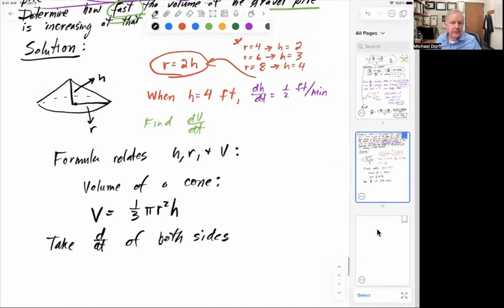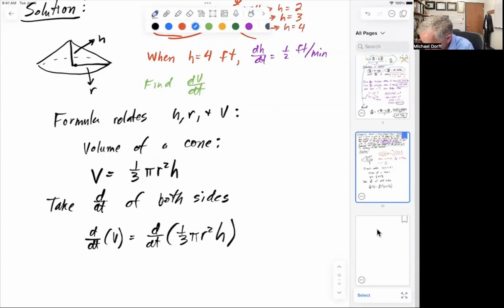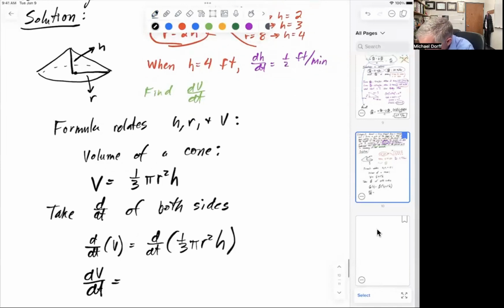Why are we taking derivatives? Because we're doing rates of change, and we want to find dV/dt, so we have to take d/dt of the volume to do that. Okay, now this is where I think a lot of people would get to this point, and on the left side, it's very clear what we have. Now on the right side, it gets a little bit more complicated here because I have variables. I have my r and my h.